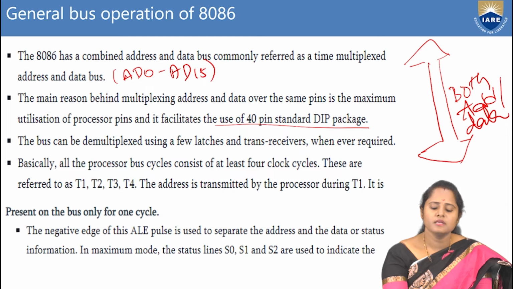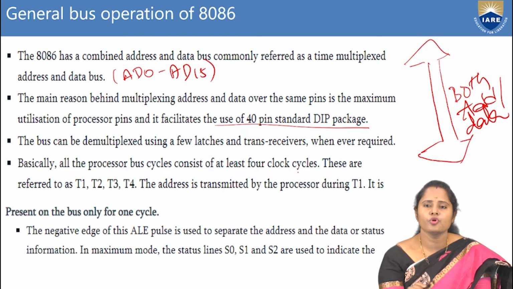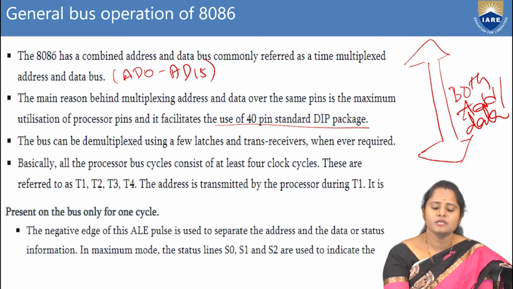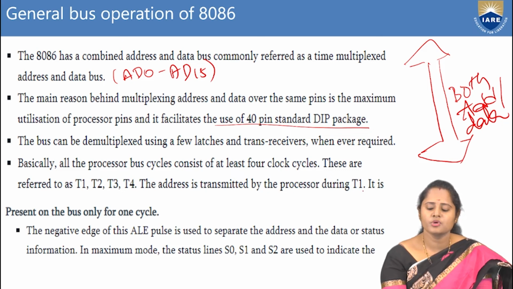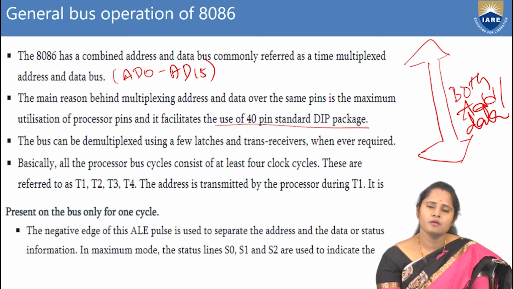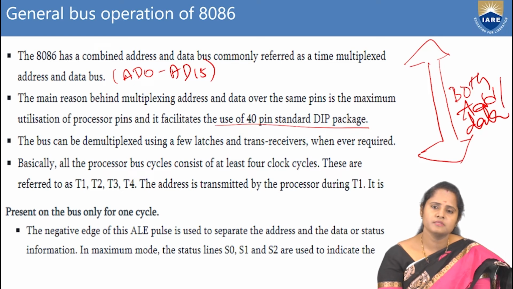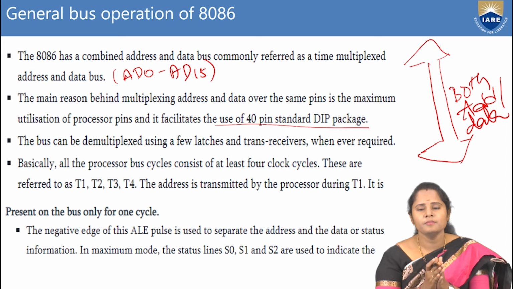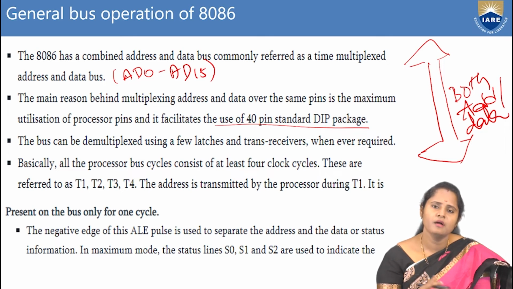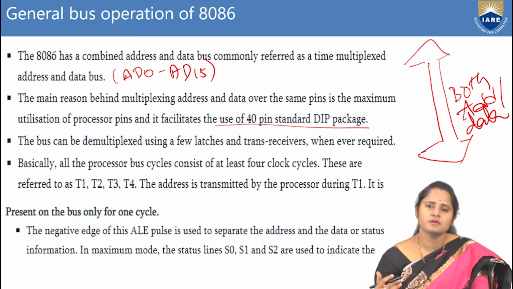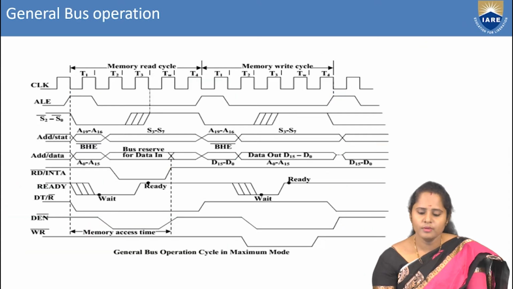Now, basically, the processor bus cycle consists of 4 clock pulses, and they are T1, T2, T3, and T4. The address is transmitted by the processor during T1, and the remaining bus will be enabled depending upon the pins used, and according to that, the data is occupied. So a single bus you need to access either for data or for the status. So how is it processed?